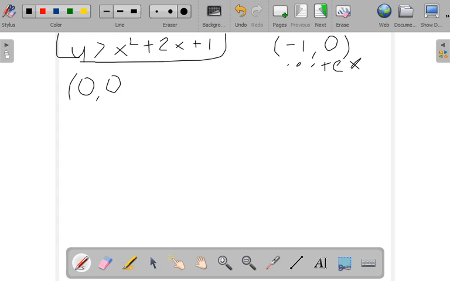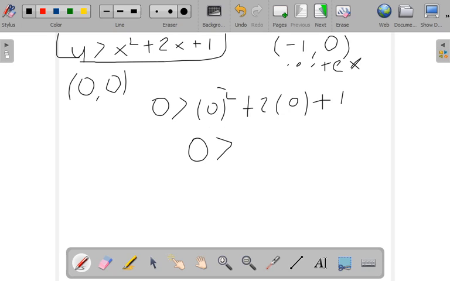So that means we are going to take 0 for our y and substitute it back in, and 0 for our x and substitute it back in. So if y is 0, we have 0 is greater than 0 squared, it's supposed to be a squared, plus 2 times 0 plus 1. So we get 0 is greater than 1. That is not true, right? Not true.